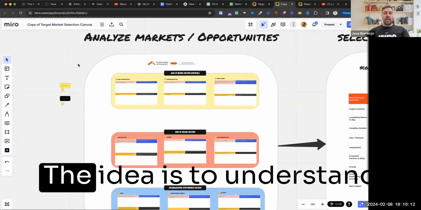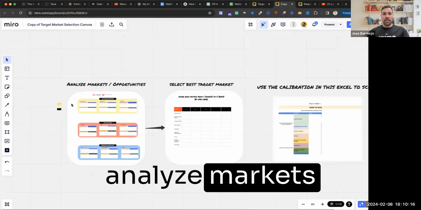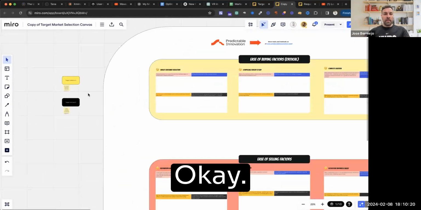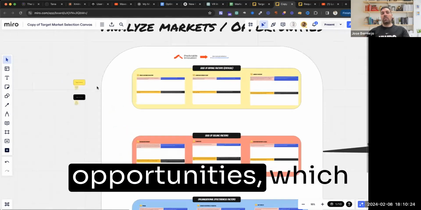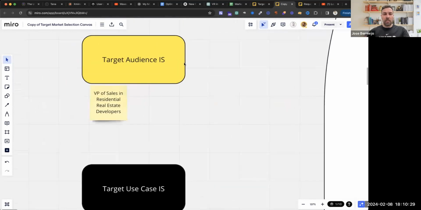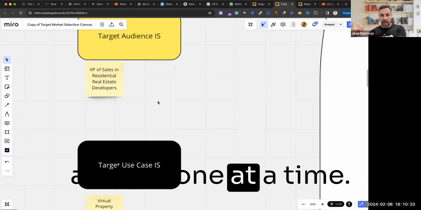So what is the idea? The idea is to understand how to properly analyze markets and opportunities. Sorry about the zoom. Okay. So when we go about analyzing market and opportunities, which means this here, right? Target audience and use case. So we are going to analyze one at a time.